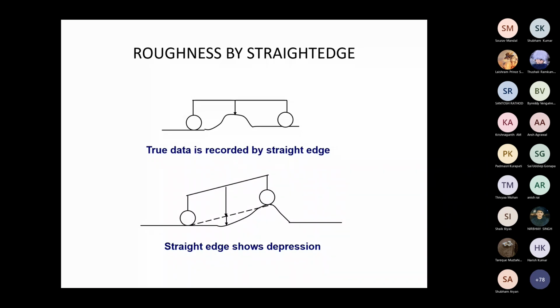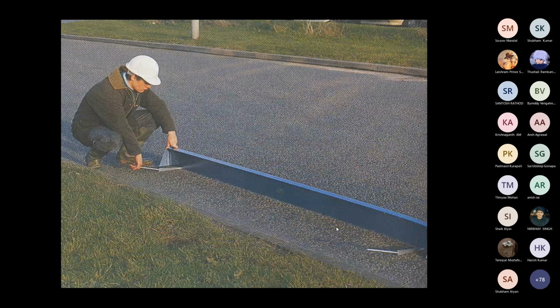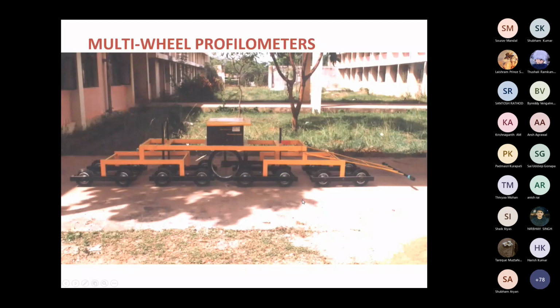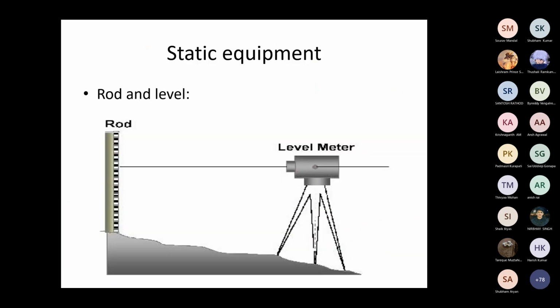So roughness can be found out simply by a straight edge. Okay, straight edge like this. If you are just keeping it here, if it is level, you can see there is no roughness. Or if a wedge is able to pass through, depending on the height, you can see the difference. Then other is this multi-wheel profilometer. Your entire profile of the road can be found out from this.